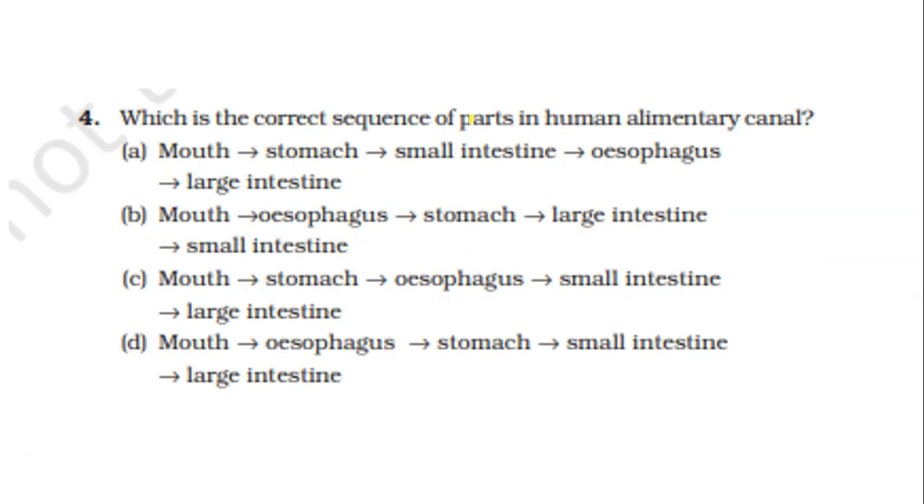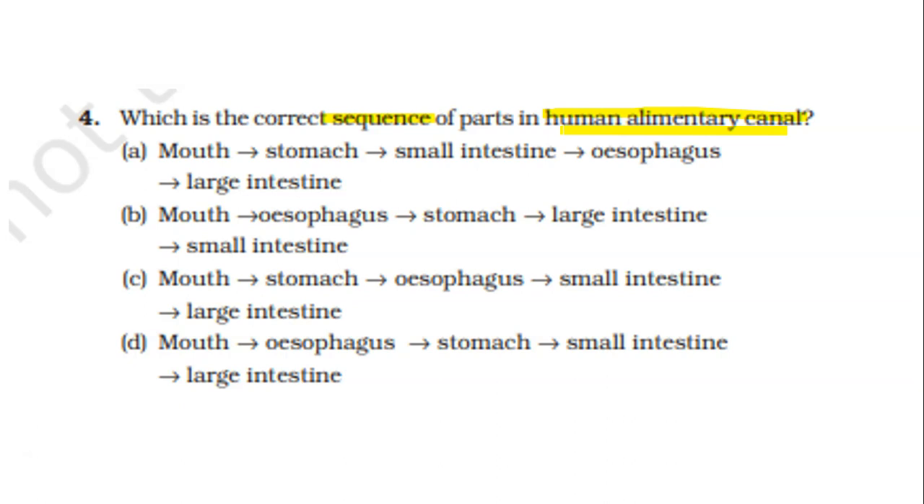Fourth question. What is the correct sequence of parts in the human alimentary canal? So I've made a video on the human alimentary canal. Link it somewhere on top. So one of the most important models that are given in Exemplar, and they might also come for board exams, are sequence-based questions. So they are testing students based on how well they know the sequences of parts in the diagrams that they give. In this case, we have to find the human alimentary canal.